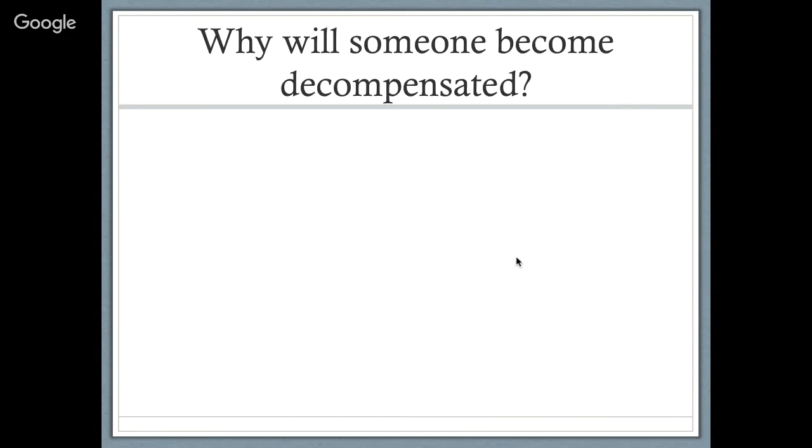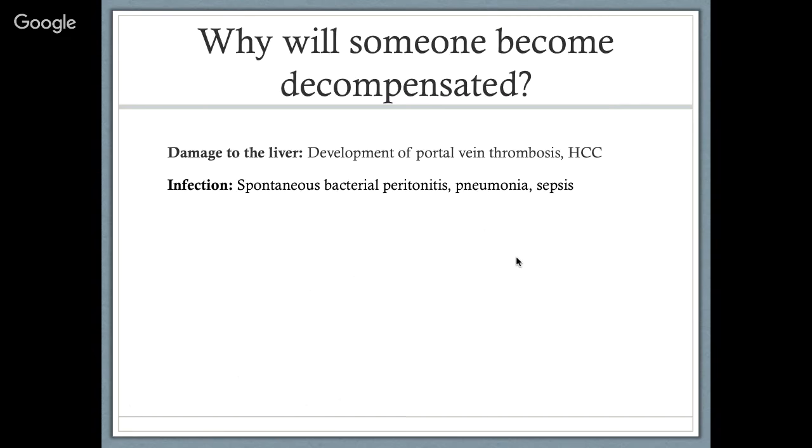Anything that's going to damage the liver, so development of portal vein thrombosis, hepatocellular carcinoma, any infection, so spontaneous bacterial peritonitis. Do you want to explain to us what spontaneous bacterial peritonitis is? Infection of ascites. Yeah, essentially that's exactly what it is. Pneumonia, sepsis, anything that's obviously going to tip the body into a more stressed state.